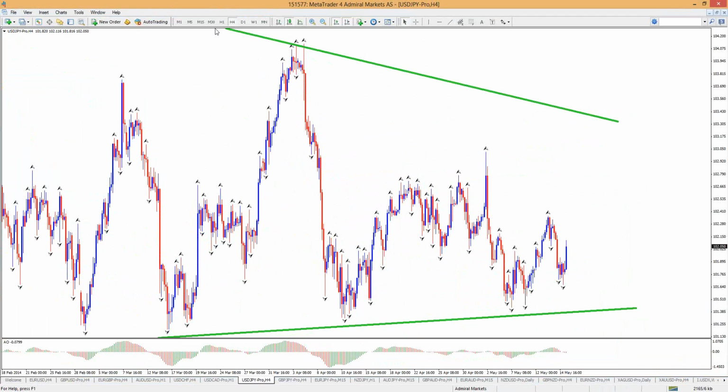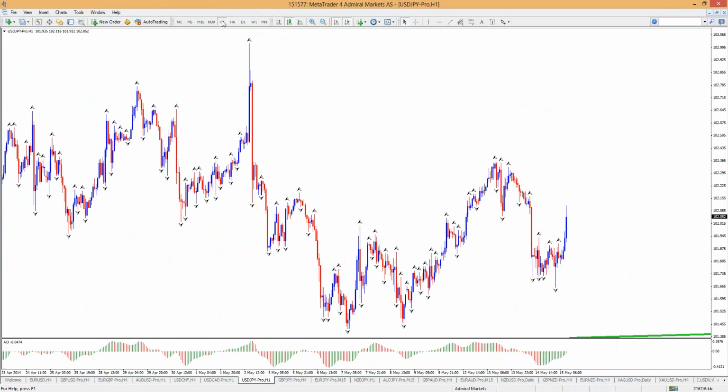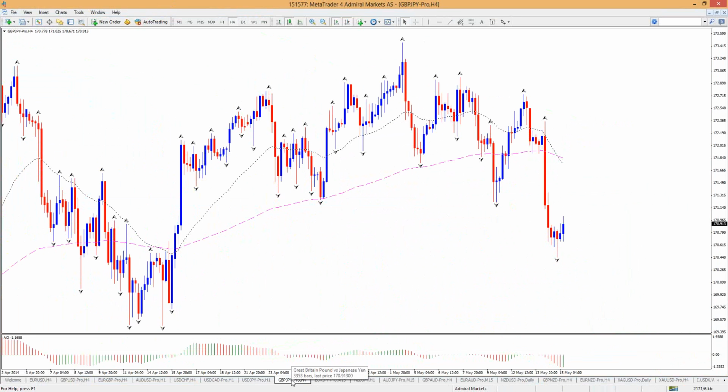And I don't see anything worthwhile to trade on the dollar yen, personally. If you see it differently, let me know. I would be interested in how you see it, but I don't see it.